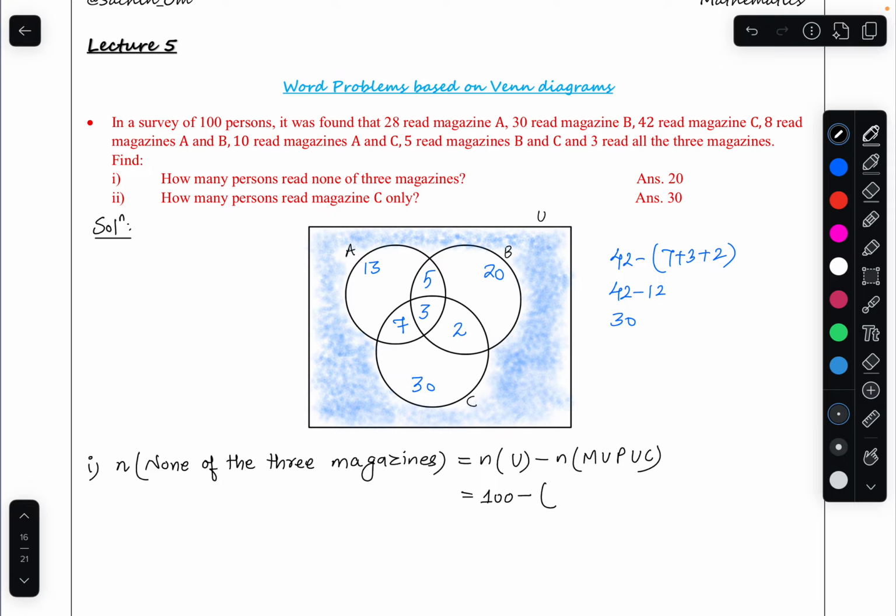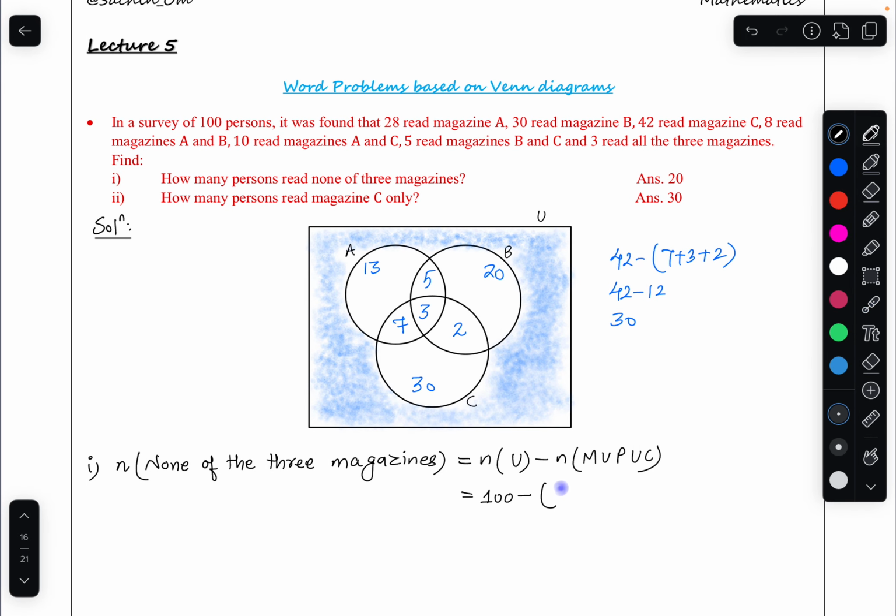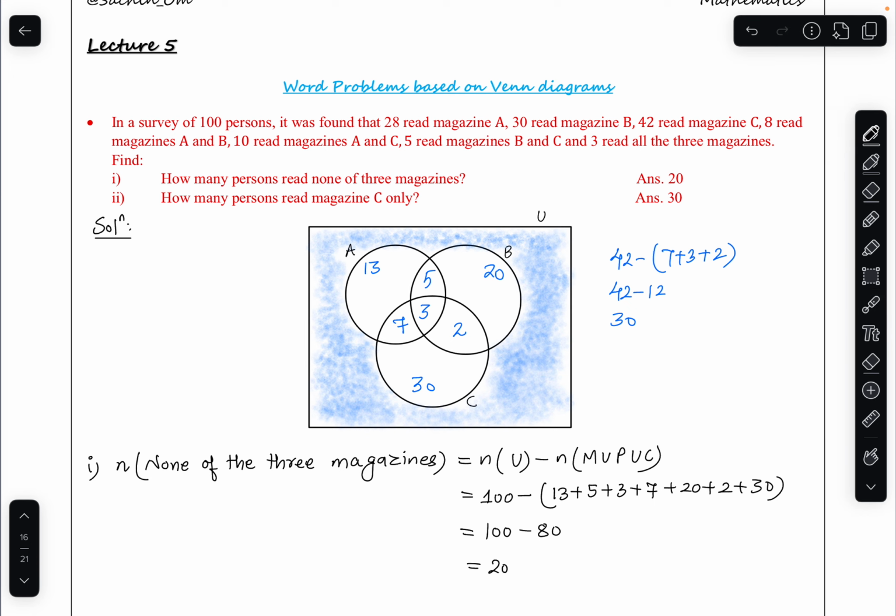From 100, I'll just subtract the quantity M union P union C. Now to get M union P union C, either I can use the formula that I gave the last time, or I can just use these numbers. I'm just using these numbers. M union P union C would be 13 plus 5 plus 3 plus 7 plus 20 plus 2 plus 30. That gives me 100 minus 80, which when you subtract, you get 20. So that's what I have for the number of people who read none of the three magazines.